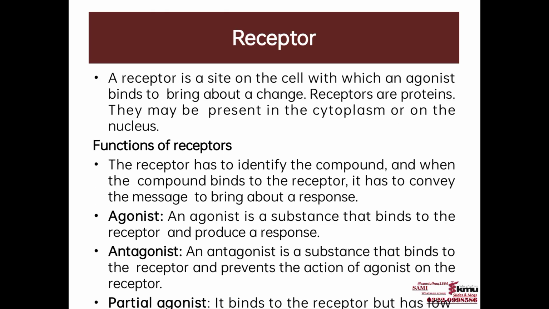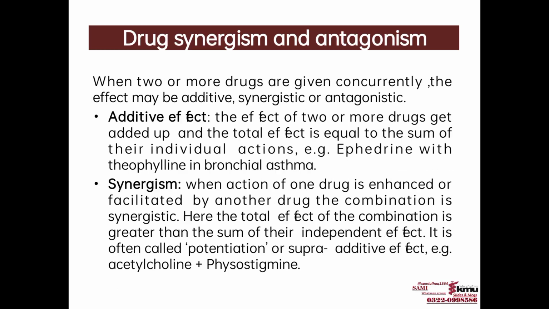Receptor: a receptor is a site on the cell with which an agonist binds to bring about a change. Receptors are proteins. They may be present in the cytoplasm or on the nucleus. They can be on the cell membrane, on the nucleus, anywhere. Functions of a receptor: the receptor has to identify the compound, and when the compound binds to the receptor, it has to convey the message to bring about a response. What is an agonist? One that increases. An antagonist is one that decreases. An agonist is a substance that binds to the receptor and produces a response. An antagonist is a substance that binds to the receptor and prevents the action of the agonist on the receptor. A partial agonist binds to the receptor but has low activation.